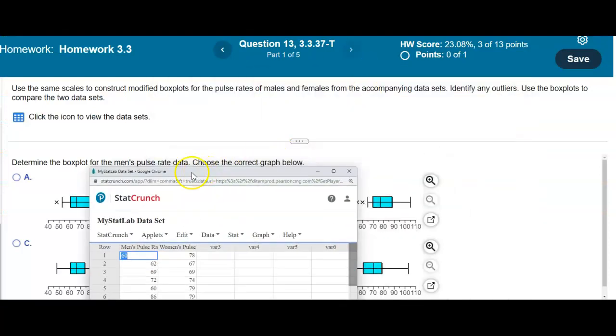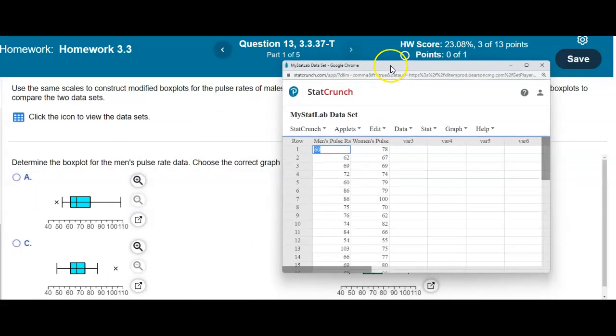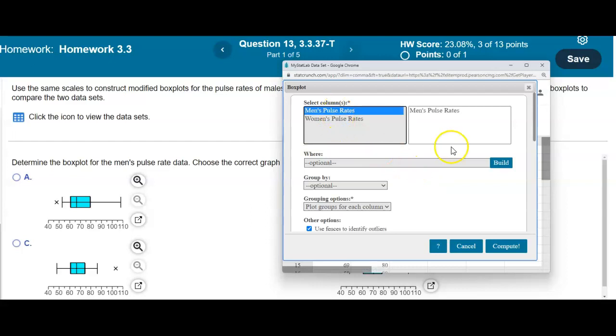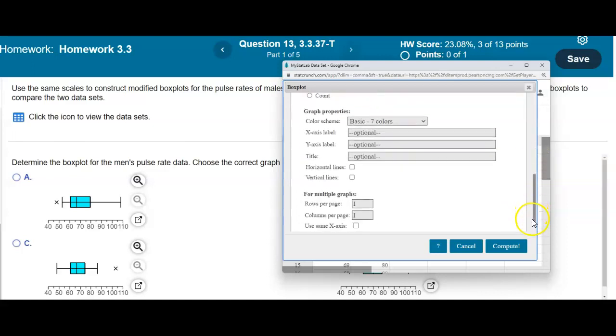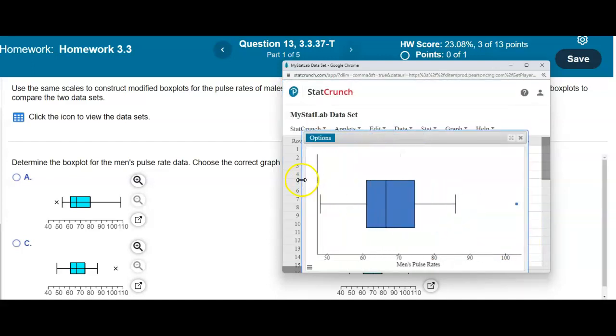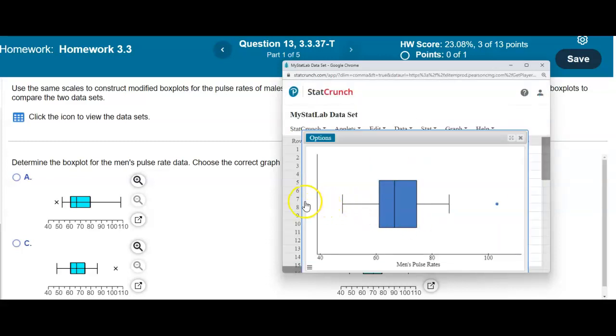Okay, so the first question is to determine the box plot for men's pulse rate data and then choose the correct graph below. So let's go to Graph, scroll down to Box Plot. We're going to select men's pulse rates, use fences to identify outliers, draw boxes horizontally, and select Compute. Okay, let's change our increments so we can identify that. We go to the x-axis, with a minimum of 40 and a maximum of 110, and then select OK. So now we have our box plot.